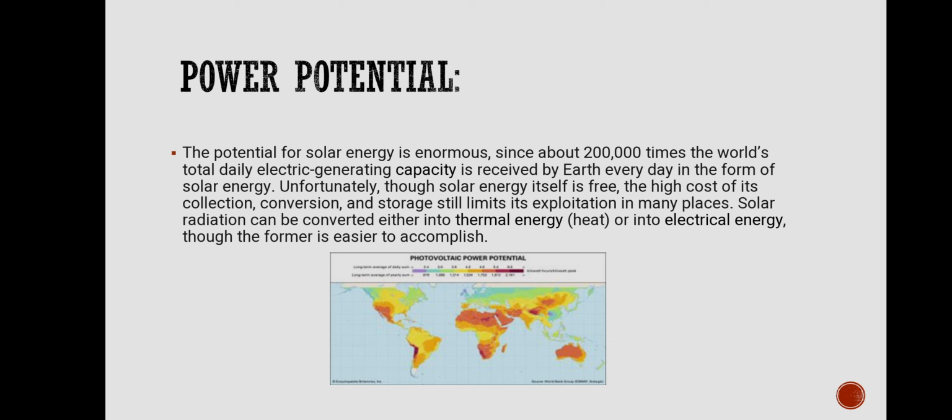Power potential. The potential for solar energy is enormous, since about 2000 times the world's total daily electric generating capacity is received by Earth every day in the form of solar energy. Unfortunately, though solar energy itself is free, the high cost of its collection, conversion, and storage still limits its exploitation in many places. Solar radiation can be converted either into thermal energy or into electrical energy. The former is easier to accomplish. The dark orange and red spots show the regions with the most utility in photovoltaic power potential.